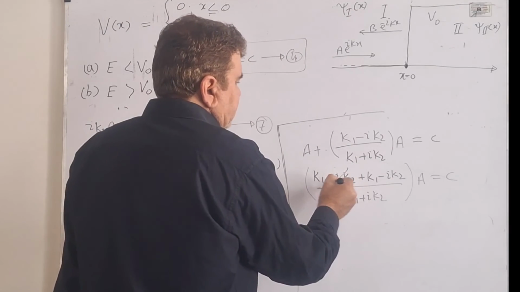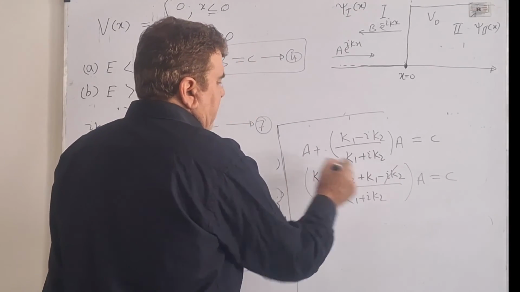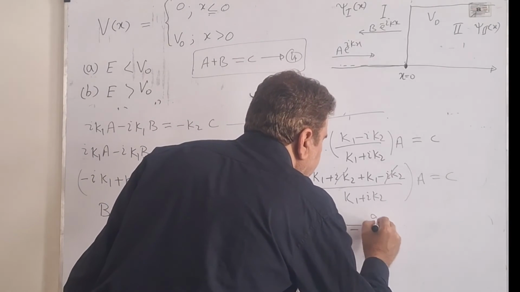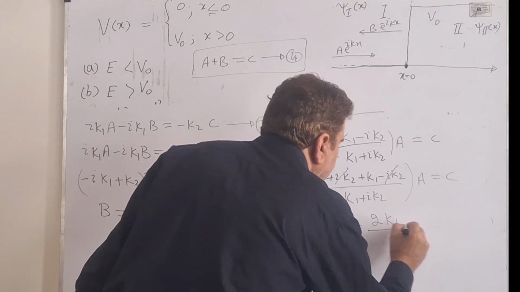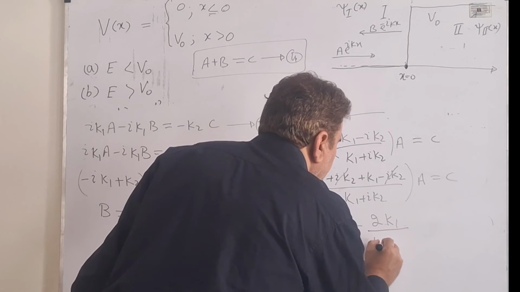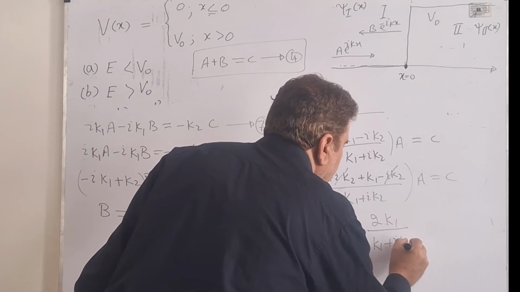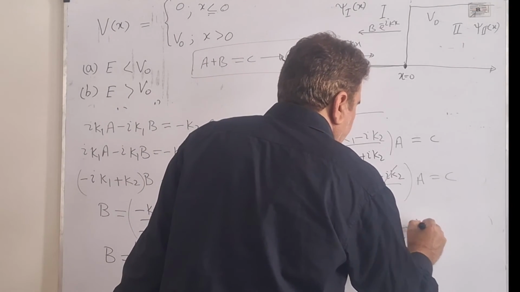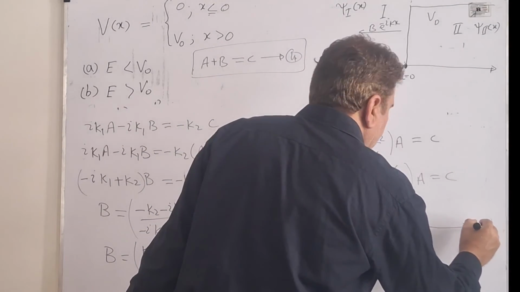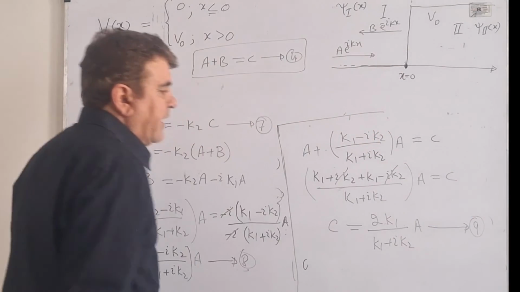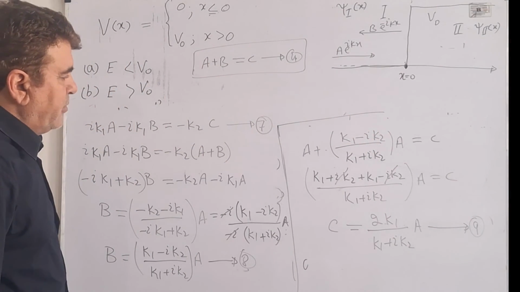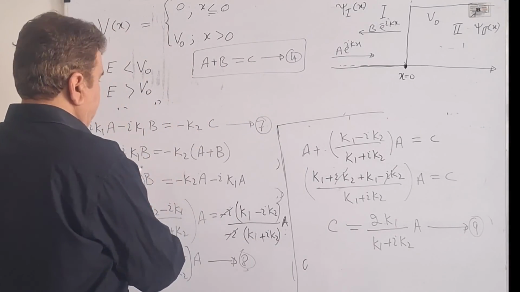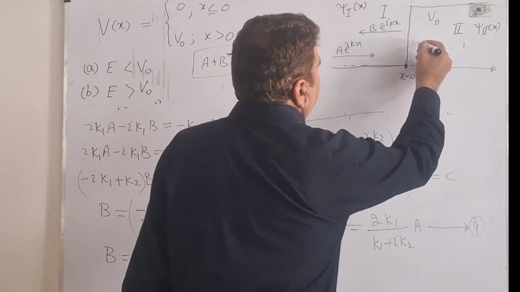So this cancels with this, and k1 plus k1 is 2k1, therefore I write c equals 2k1 divided by k1 plus iota k2, times a, and I call this equation 9. So equation 9 defines the probability amplitude c, and this is in fact the wave function. c defines the wave function in this region.